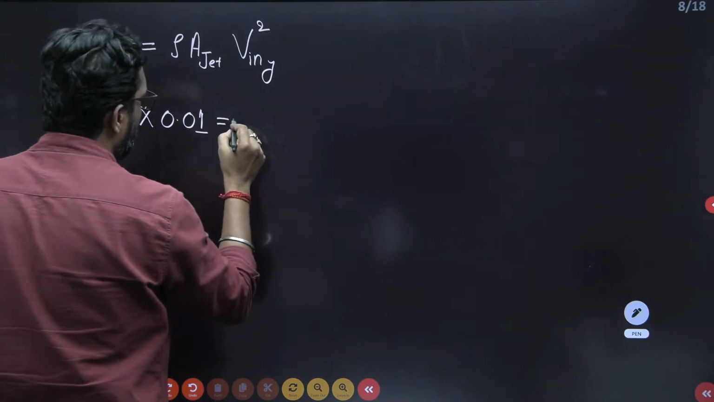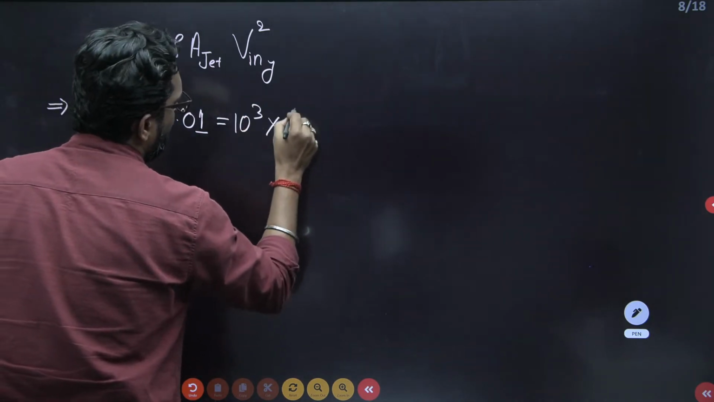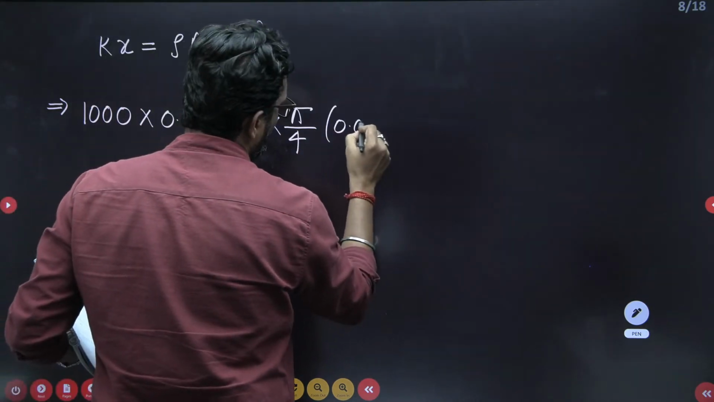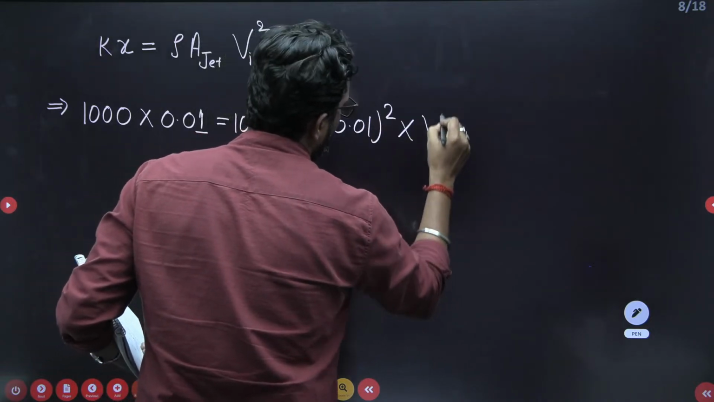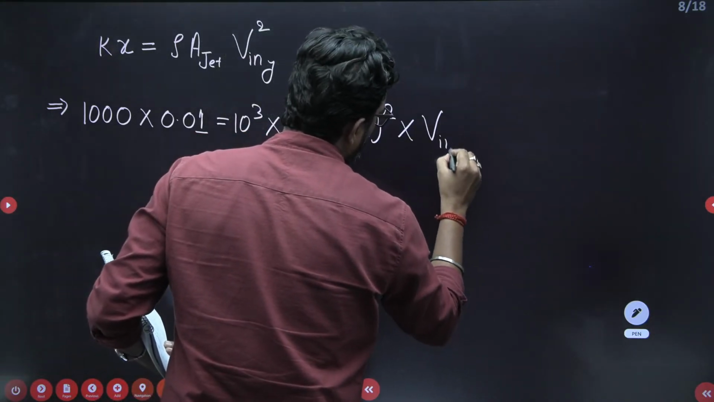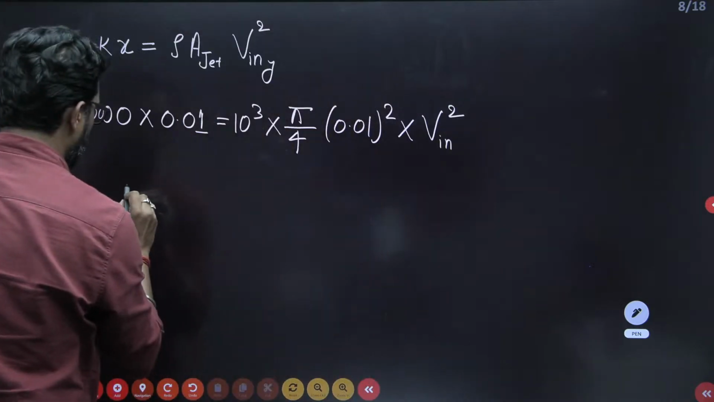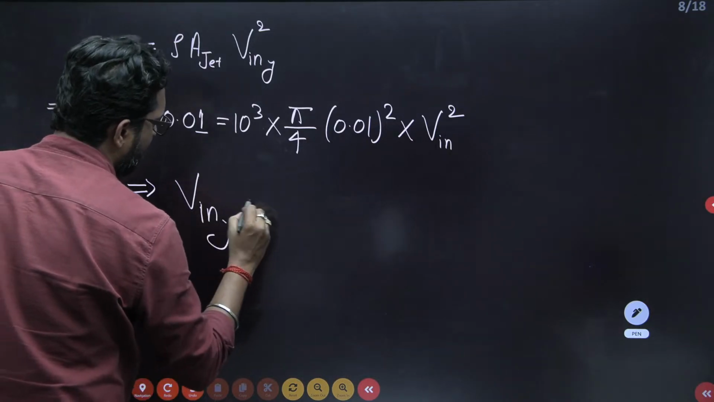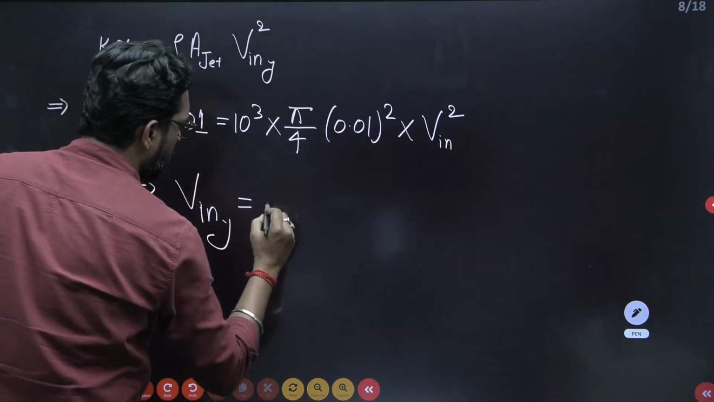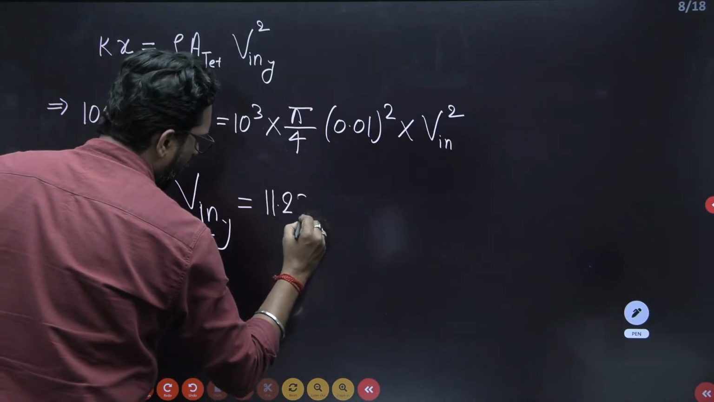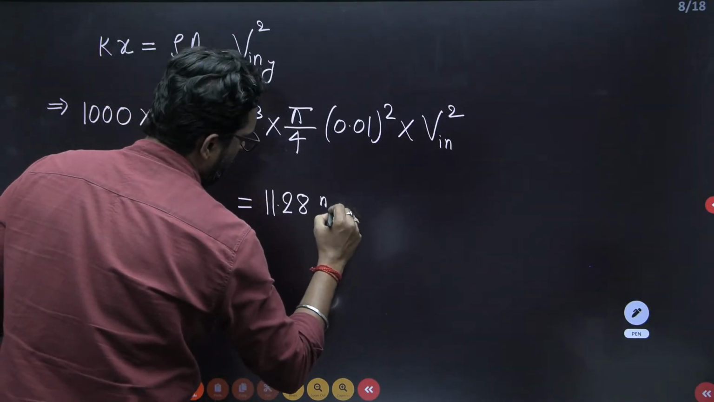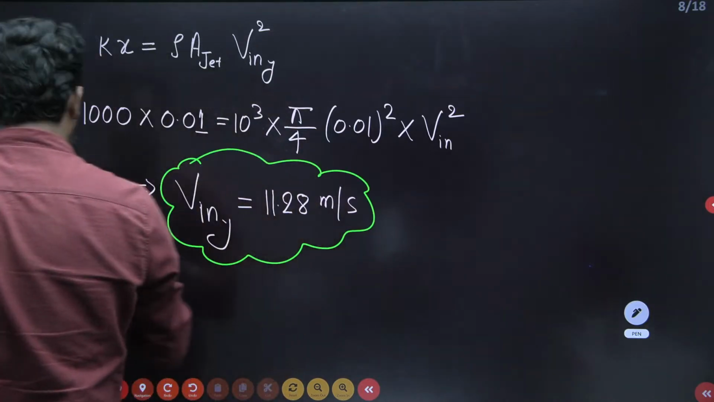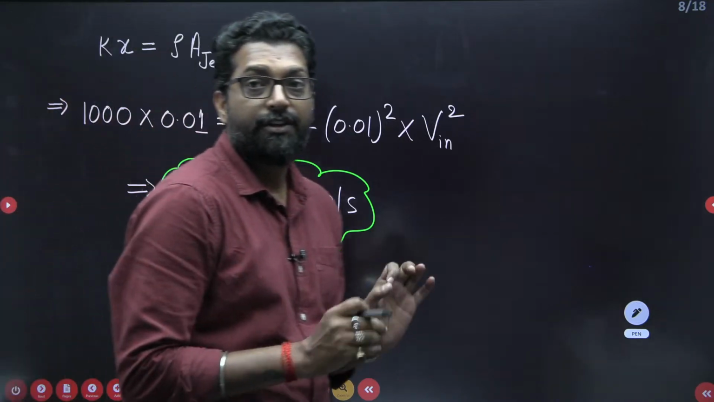Density you have 10 to the power 3. Cross section area you have pi by 4 times diameter 0.01 square. The incoming velocity you have to find. If you find it, the velocity in y direction is 11.28 meter per second. This is the required answer. This is a very simple question.